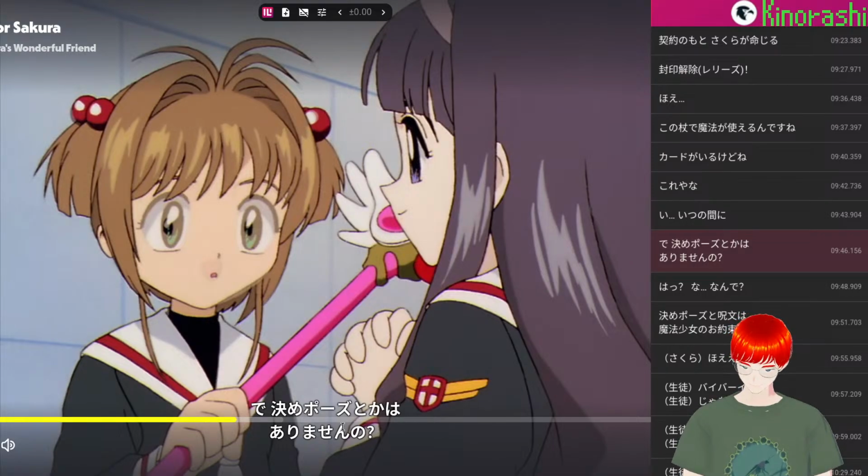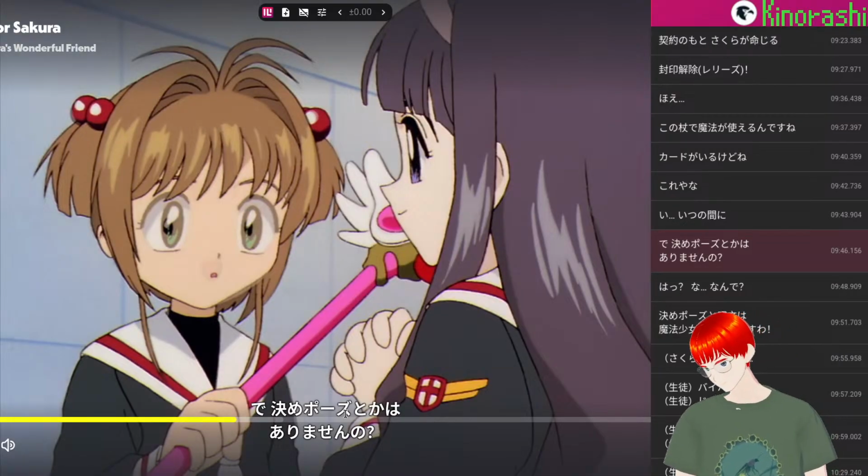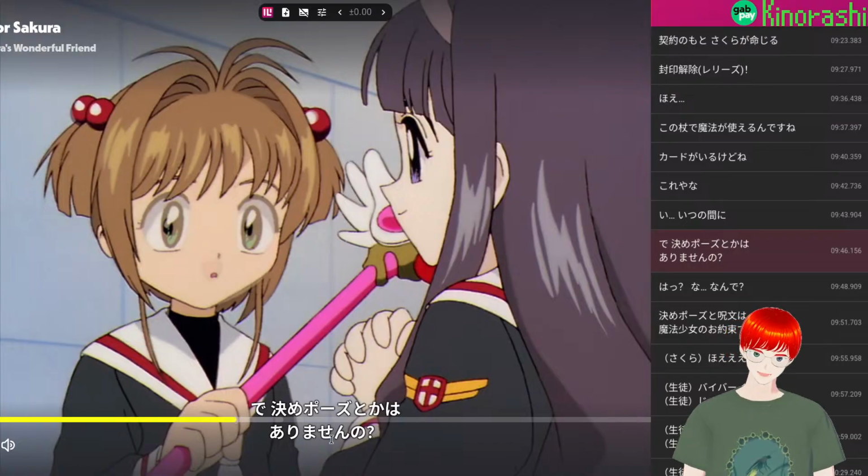toka wa arimasen no? In other words, do you have a signature pose yet? Like, because aru is sometimes used as to have, so I think that's the best interpretation here.